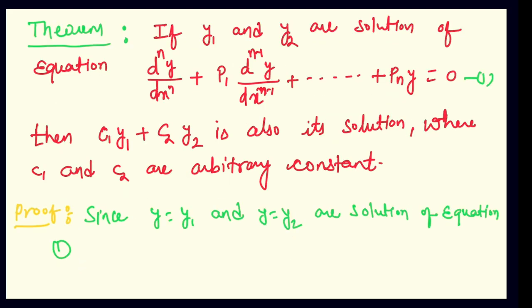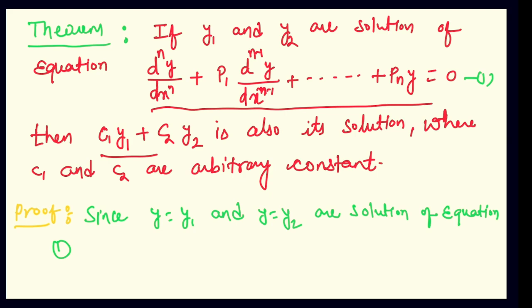Okay, so this is a nice theorem. If y1, y2 are solutions of a given differential equation, yn equal to 0, then c1 y1 plus c2 y2 is also its solution, where c1, c2 are arbitrary constants. So we will do the proof of this theorem.